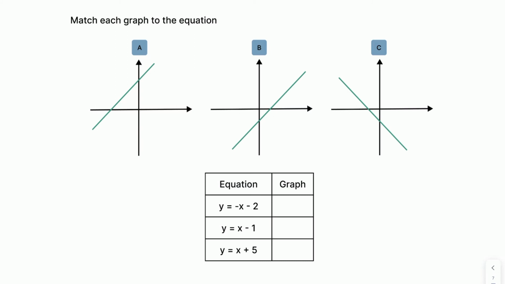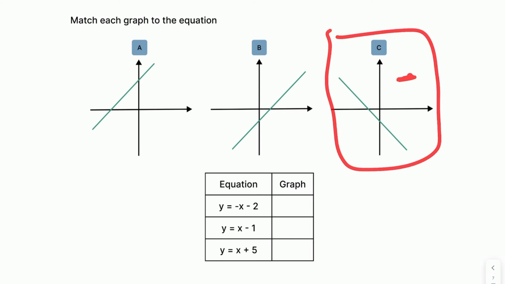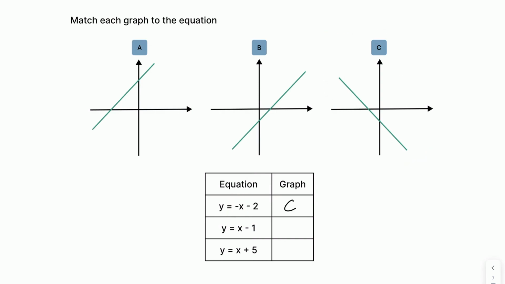Now, moving on. Again, press pause and have a go. So looking at this, immediately what strikes out to me, that's got a negative gradient. The other two don't. So I can immediately answer this one. That's that one there. Hopefully you can see the thought process I'm going through and doing this.